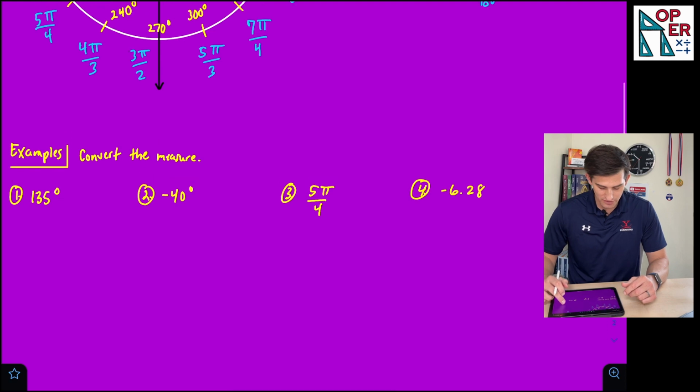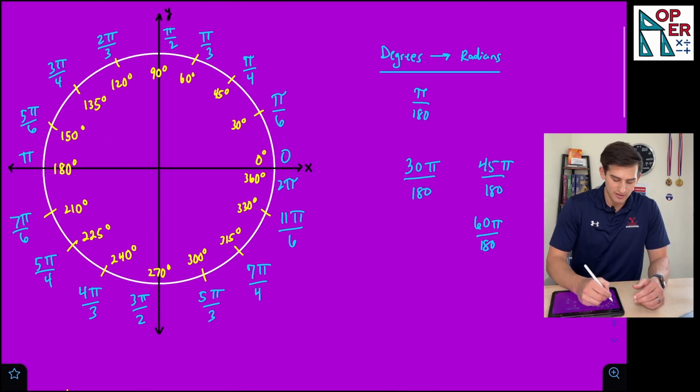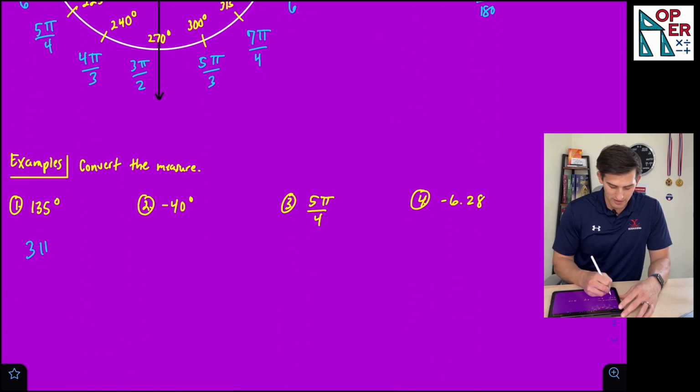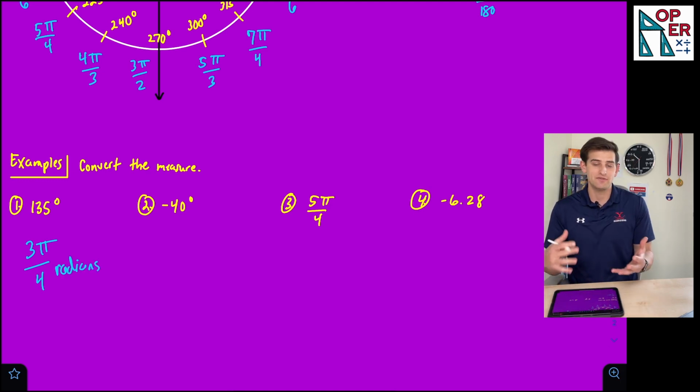So it says convert the measure. Number 1 says 135 degrees. So do we see 135? We do. So we're going to say that one is equal to 3 pi over 4 radians. All right, number 2, we have negative 40 degrees.